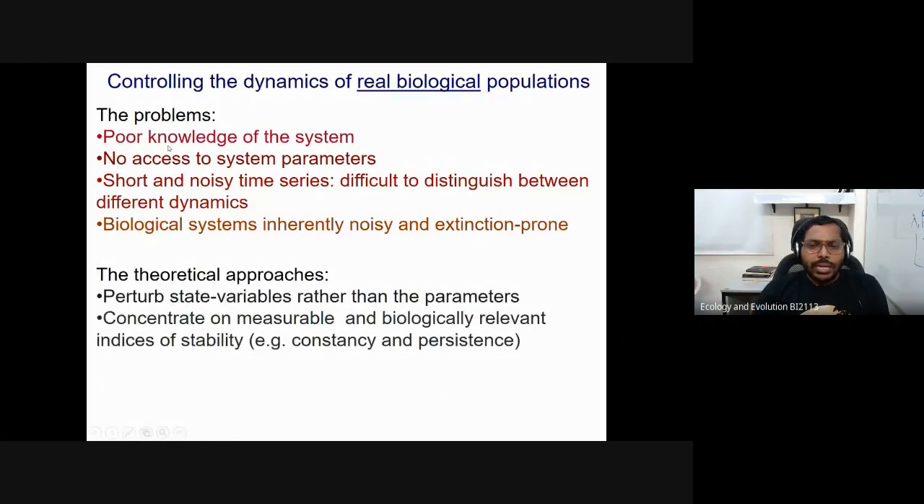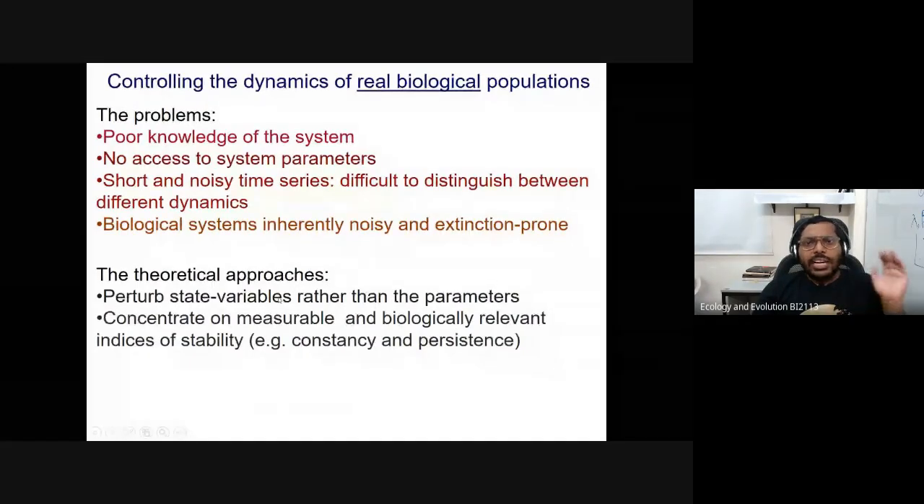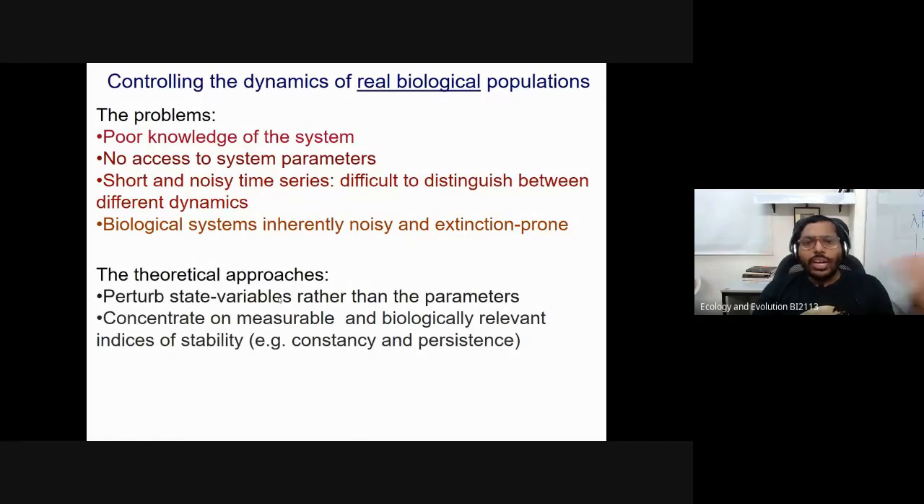So the methods that ecologists came up with were mostly of this type, where you work with state variables directly, and then instead of concentrating on chaos versus not chaos, you concentrate on things that are more biologically relevant for the dynamics, things that are more unambiguously measurable. In this context, the kinds of stability that people have concentrated on are what are known as constancy and persistence. These are just examples. They have also concentrated on other kinds of stability. I'll come to this context of stability in a big way in a few minutes.